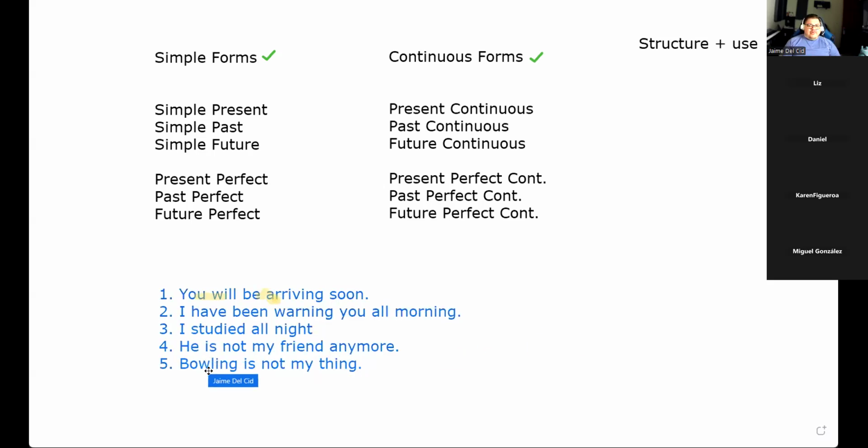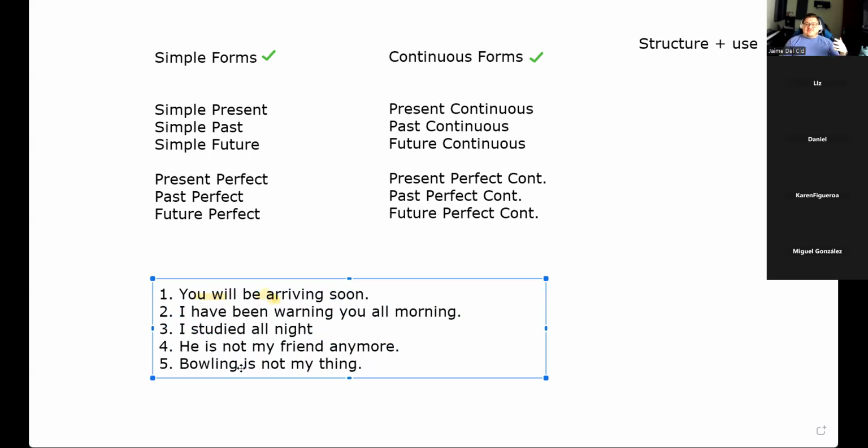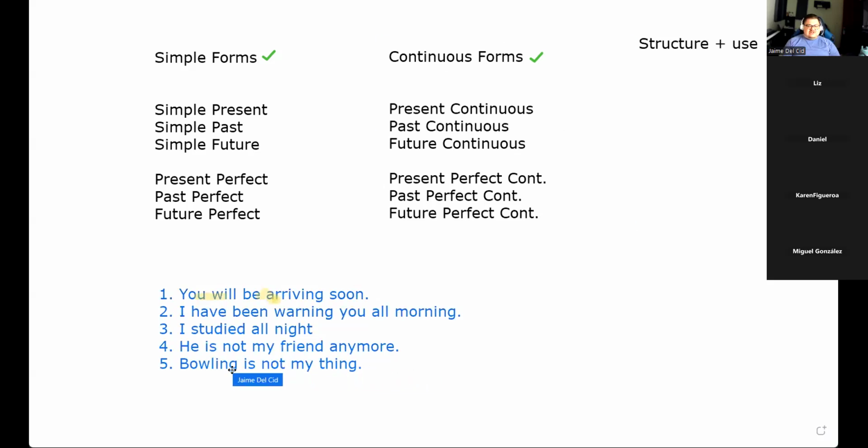What about number 5? Bowling is not my thing. In this case, we have a word that has ing, right? But pay attention here. In this specific case, is bowling the verb or is it the subject? Because bowling is the name of a sport, remember? So in this case, it might be confusing. Some may say, oh, well, we have a word that has ing and the verb be, then it probably is a continuous form. But this is not a continuous form sentence. This is a simple present sentence.